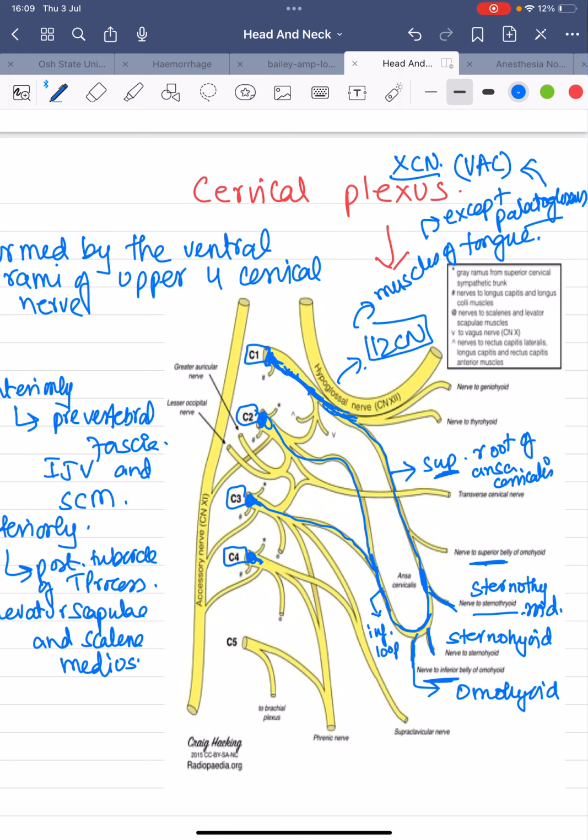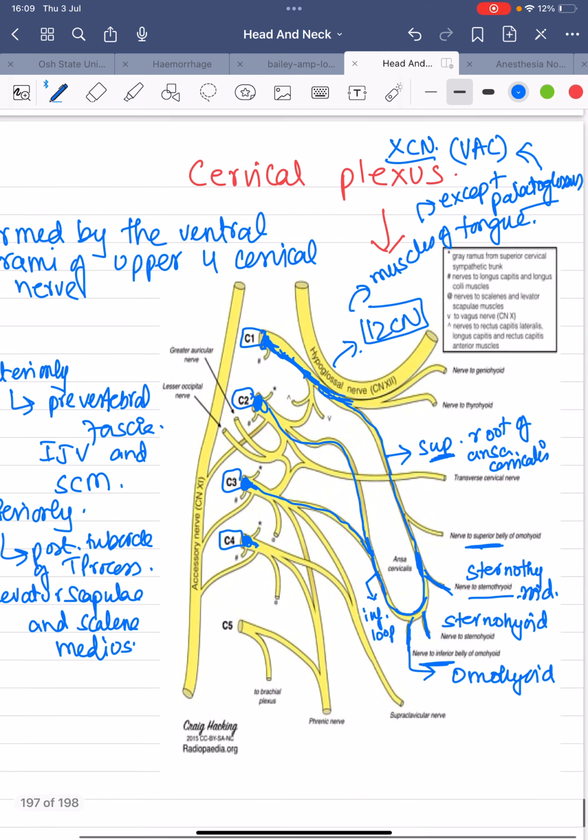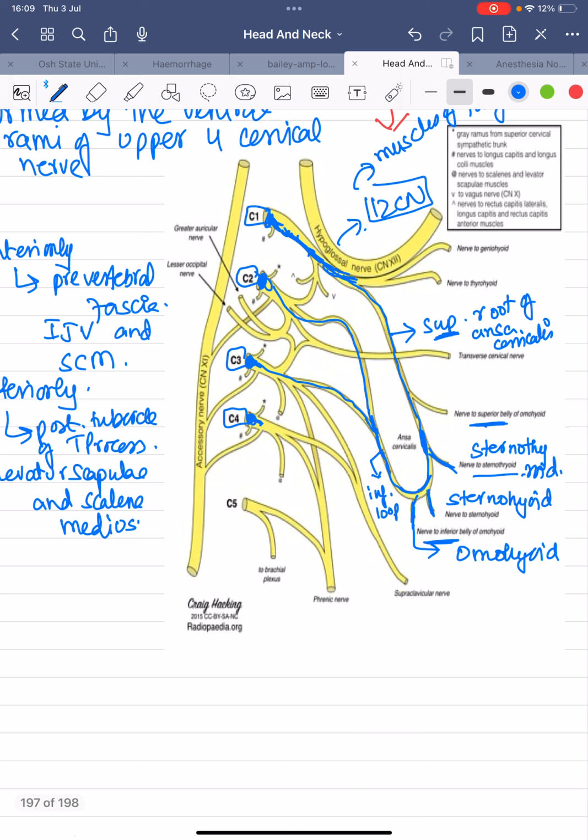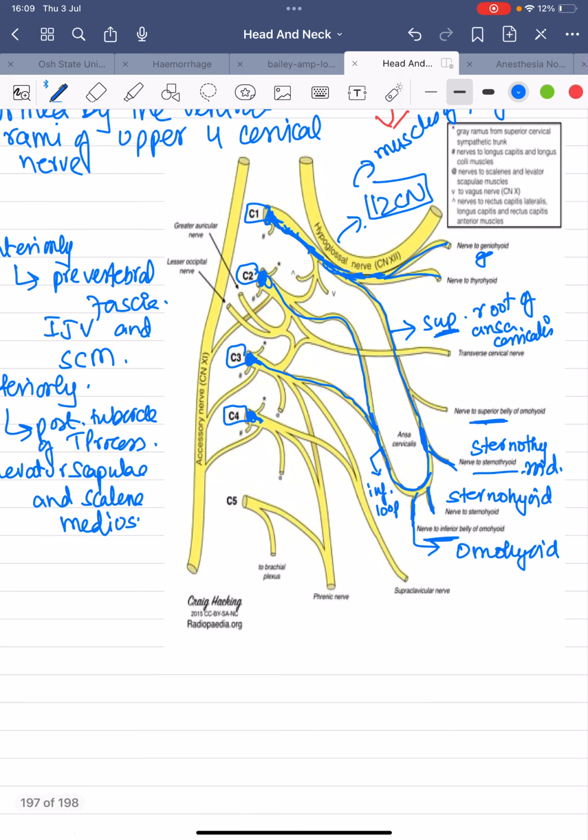Okay, now please remember a very important point. These C1 fibers join the hypoglossal nerve, and now they carry the fibers to two muscles. What are the two muscles? Number one is the geniohyoid muscle, and second one is the thyrohyoid muscle.